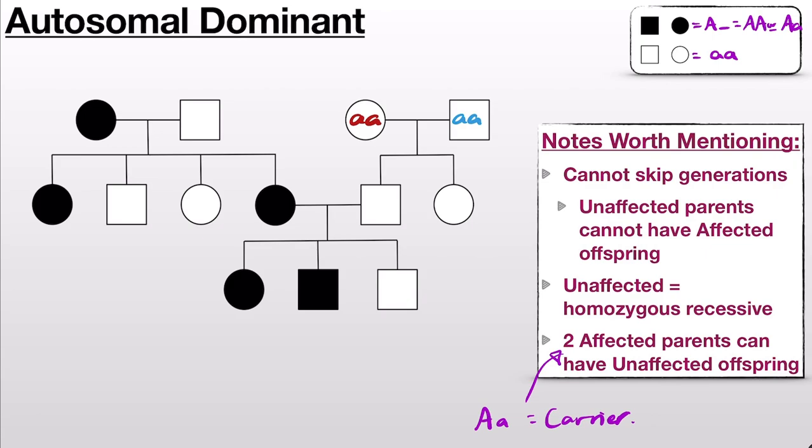So if there was a shaded here, that would have to be autosomal recessive. But we don't. Okay, so we can't have a shaded. You can't get shaded offspring out of unshaded parents.